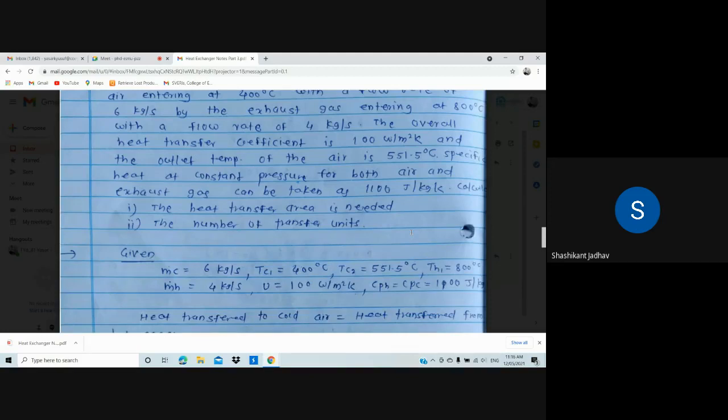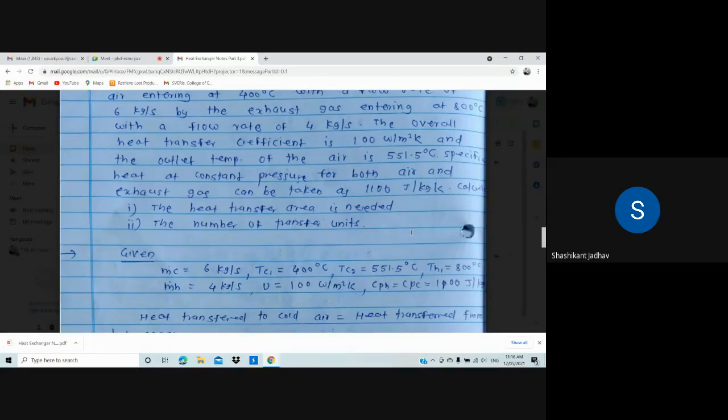By the exhaust gas entering at 800 degrees Celsius. The exhaust gas is entering at 800 degrees Celsius. Okay. So exhaust gas is nothing but hot fluid. So what is the inlet temperature of the hot fluid? That is 800 degrees Celsius. So TH1 is equal to 800 degrees Celsius with a flow rate of 4 kg per second. The flow rate of the exhaust gas is also given. So M dot H is equal to 4 kg per second.